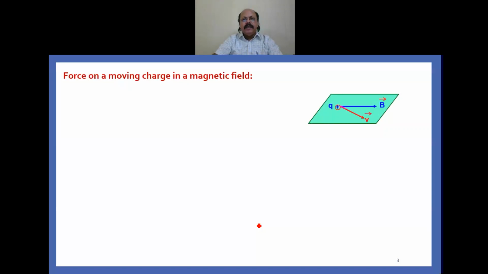First topic is force on a moving charge in a magnetic field. So here we consider a charge q is moving with velocity v, which makes an angle theta with applied magnetic field. Then it will experience a force F. Due to the motion of the charge, a magnetic field is developed, and that interacts with the applied magnetic field. That's why the moving charge will experience a force.